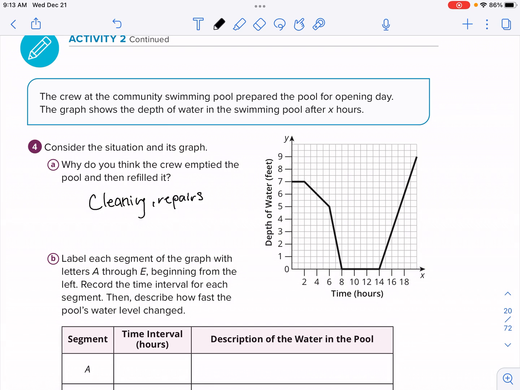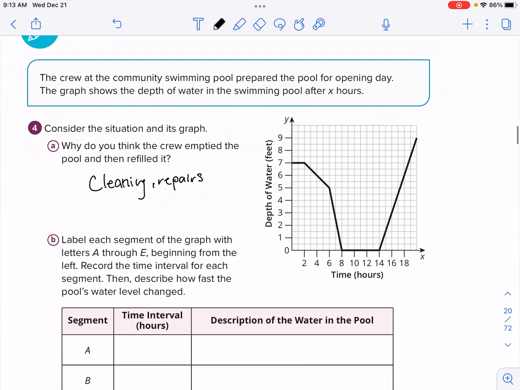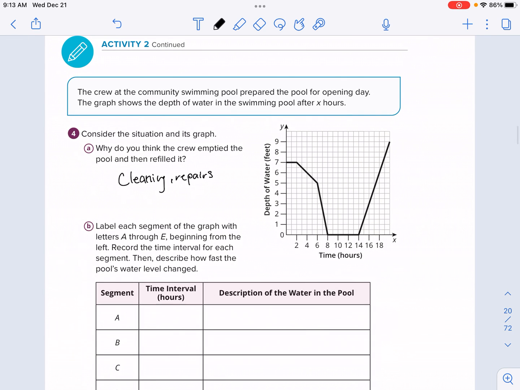Yeah, just wanted to clean the water. We'll say cleaning and repairs. All right, and then this next part, we're also annotating the graph. So the pool water starts here. We'll say that this is A, goes down for B, down a lot more for C. This part is D, and this part is E.